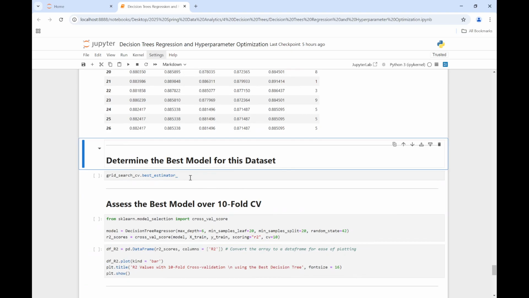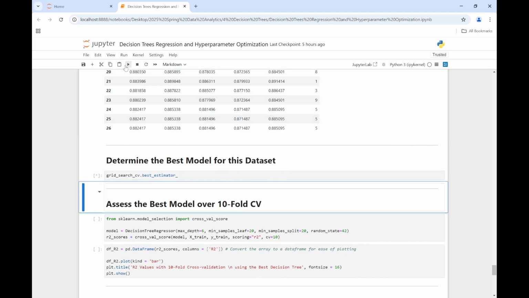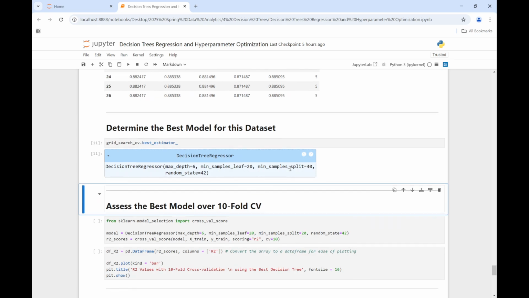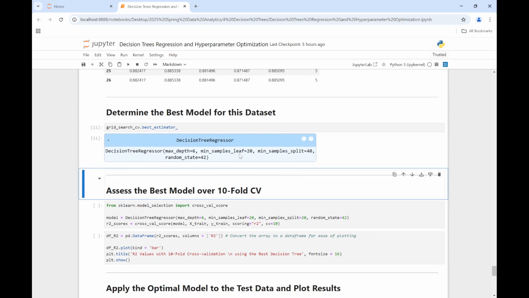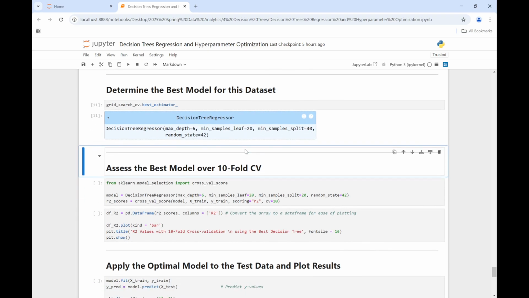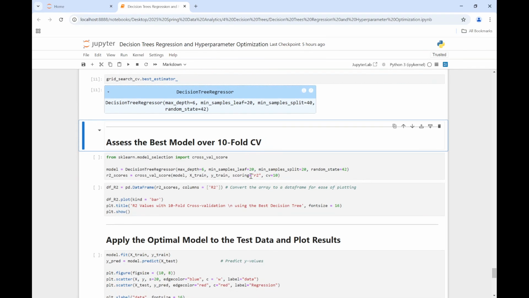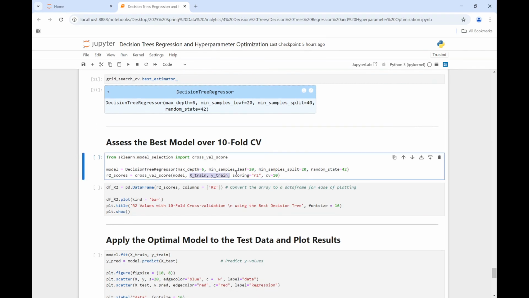We can see which one is our best model. It happens to be the model with the maximum depth of 6, minimum number of samples required to be in a leaf of 20, and the minimum number of samples before I make a split to be 40. So I'm going to confirm again that this indeed is my best model. So I'm going to apply this model to my training data set again, and I'm going to evaluate the model across 10 different folds using 10-fold cross-validation.